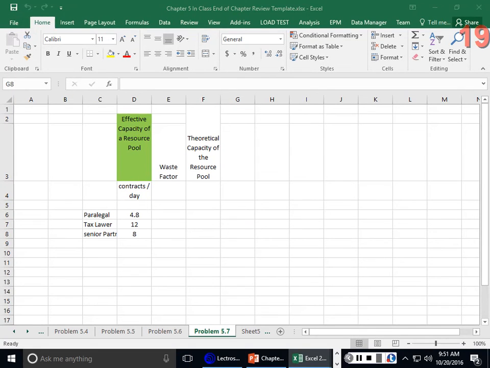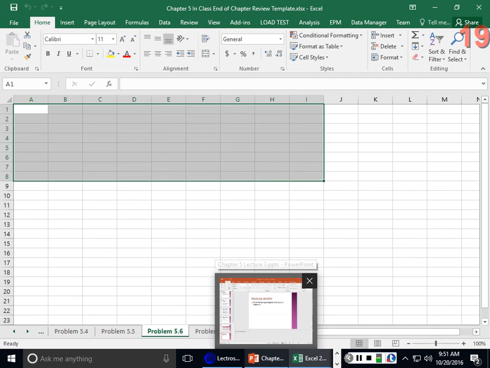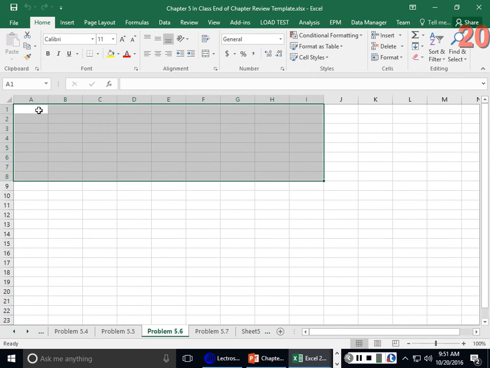And I think we had worked all the way through 5.5, and so we just need to look at 5.6 and 5.7 today. Okay, and so the problem for 5.6: a company's average costs and revenues for a typical month are 15 million and 18 million respectively.